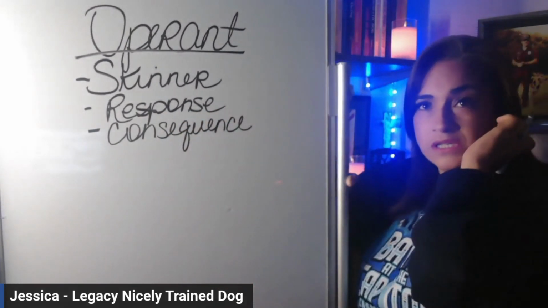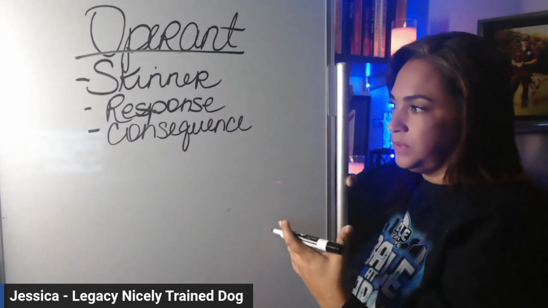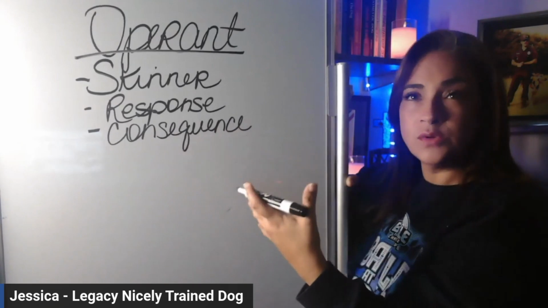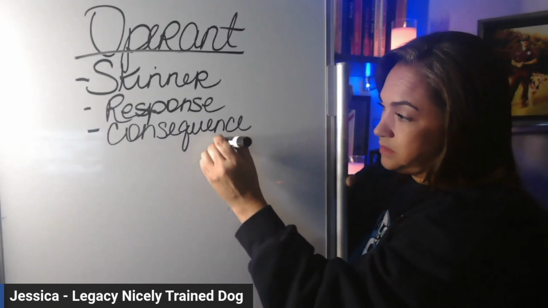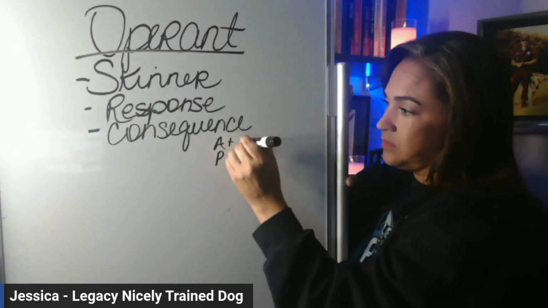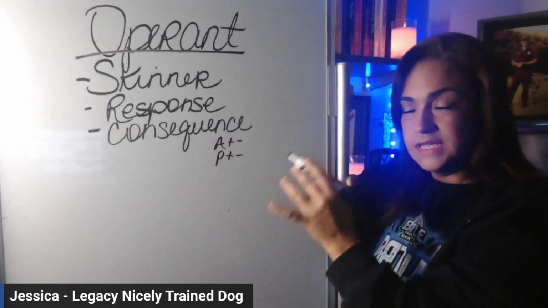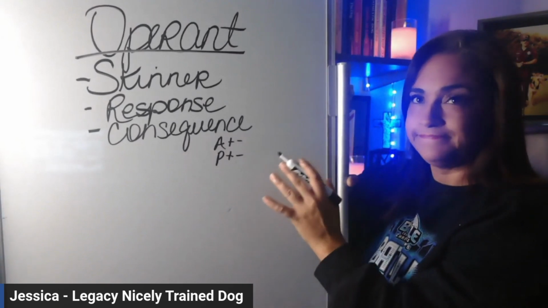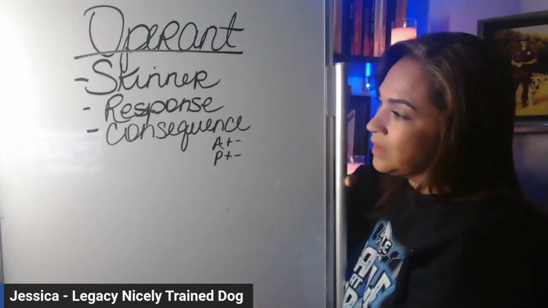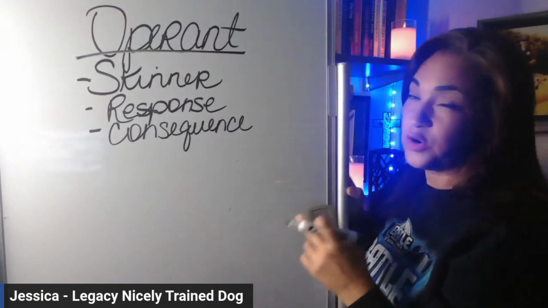And a consequence does not have to be aversive or pleasant. Consequence is simply, a consequence doesn't mean aversive. It is aversive or pleasant, and it's either added or taken away. And no, it's not the 4 quadrants. Skinner had nothing to do with the 4 quadrants. Totally different set of scientists. That'll be another video.